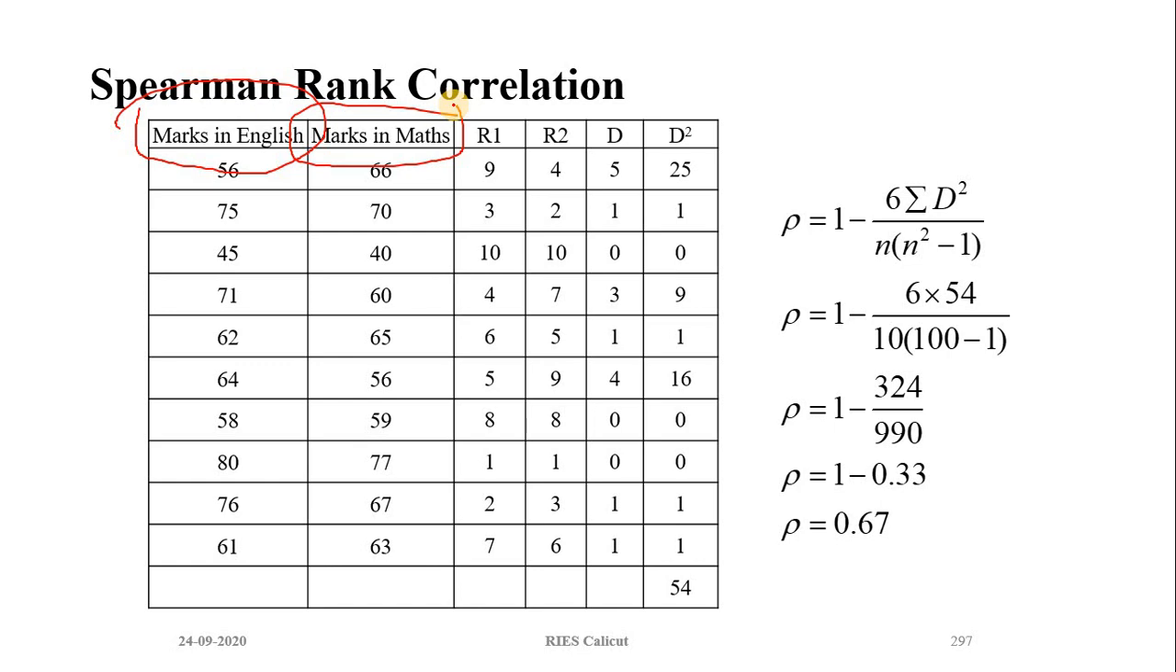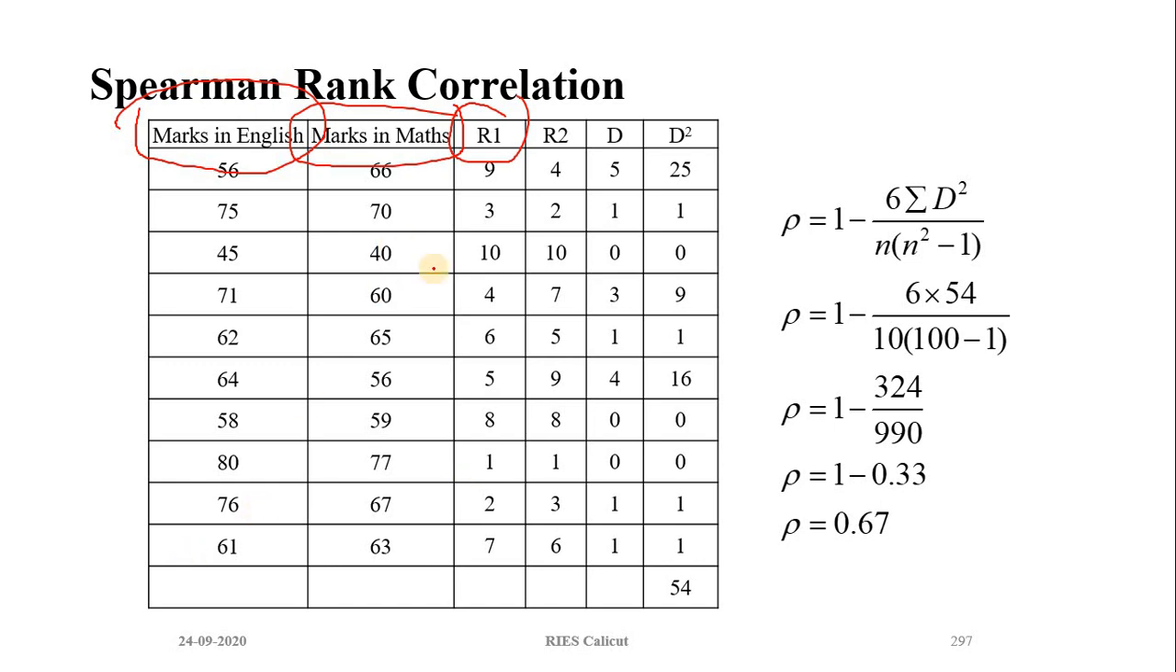We have to assign the rank. Now this R1 is what? Rank in English, that means the rank of marks in English. You can rank on the basis of ascending order or descending order, that means from first to last or last to first.